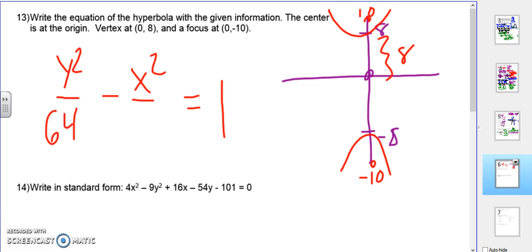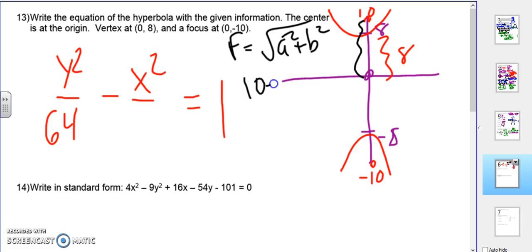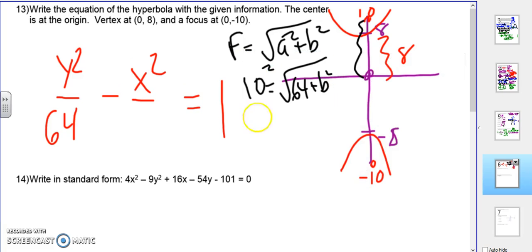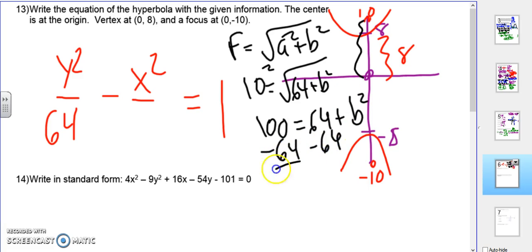My x number, I have to use my focus formula. So remember, focus is radical a squared plus b squared for a hyperbola. So my a is 8, which is 64. My focus length is from the center. So 10 equals radical 64 plus b squared. Square both sides: 100 equals, the radical disappears, 64 plus b squared. Subtract the 64. So b squared is 36. So my number under the x is 36.